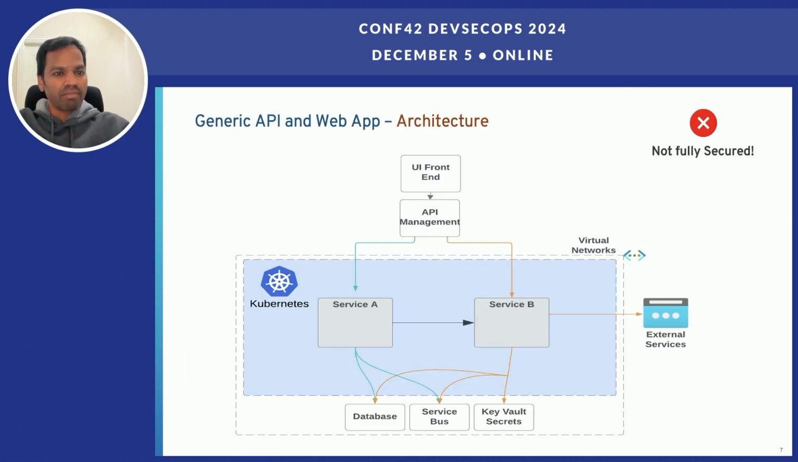This architecture diagram shows a typical API and web application, highlighting the areas that are not fully secured. Here, traffic from the UI front end goes to API management, and service A and service B are deployed to Kubernetes. If you notice, service A communicates to the database and service bus, whereas service B communicates to all the systems like database, service bus, key vault, and external services. And service A also communicates to service B.